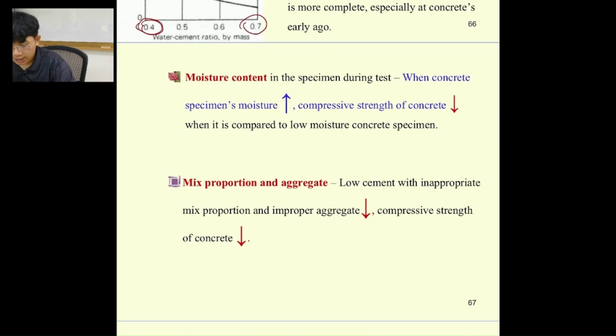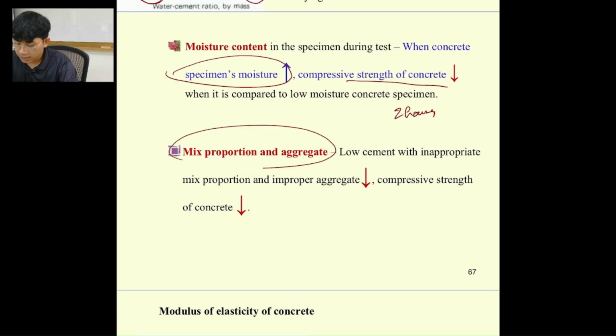And then for the moisture content, when you test it, normally I would like you to take it out from the water curing at least 2 hours to let the surface dry. Otherwise you just test it immediately after you take it out from the water. When the concrete specimen moisture is high, the compressive strength also drops.